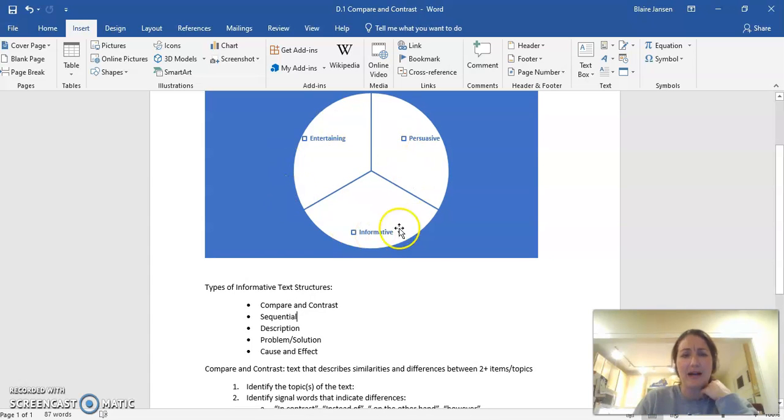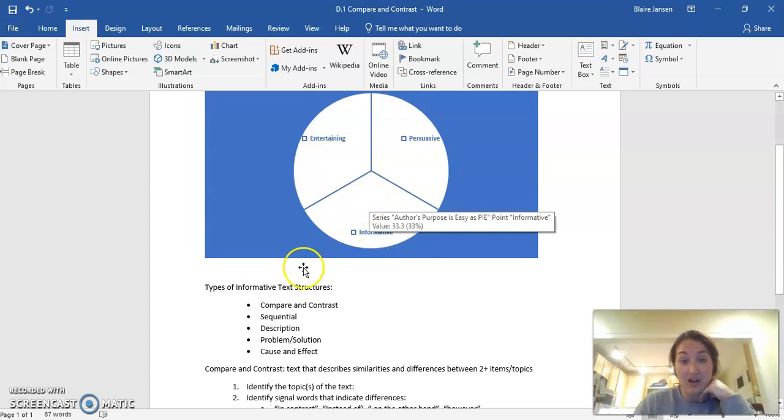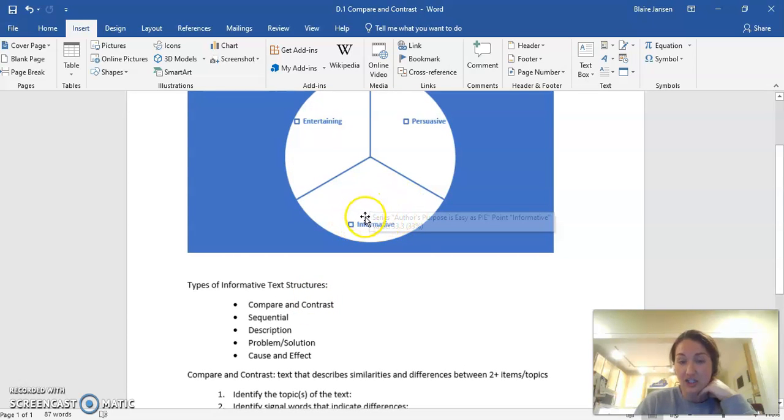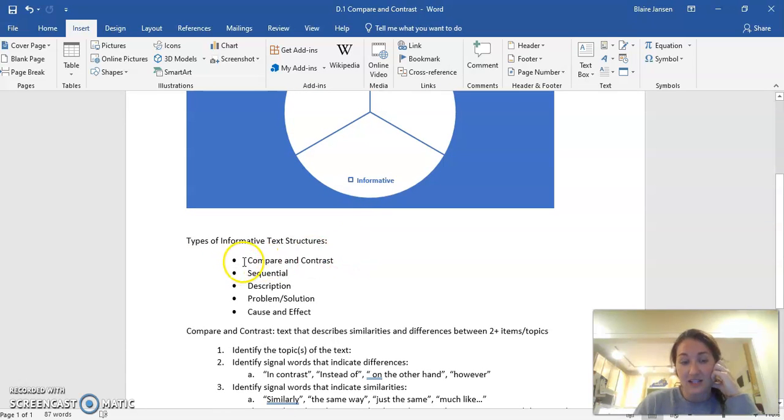So if you look here in our pie chart, persuasive writing is one type of writing, informative writing is another type, and entertaining writing is the third. We're zooming in on this informative section here, talking only about informative text right now. As we discussed yesterday, the 5 main types of informative writing are compare and contrast, sequential, description, problem solution, and cause and effect. All 5 of these types of writing are informative writing. They're telling us about a topic.